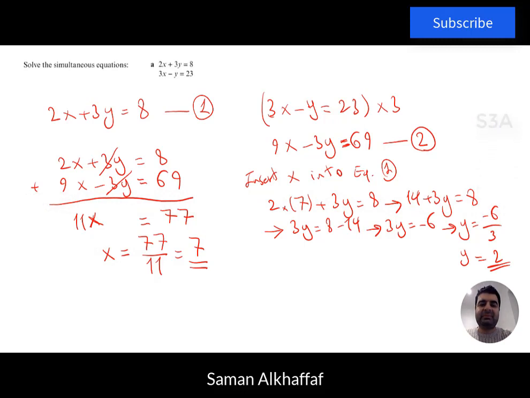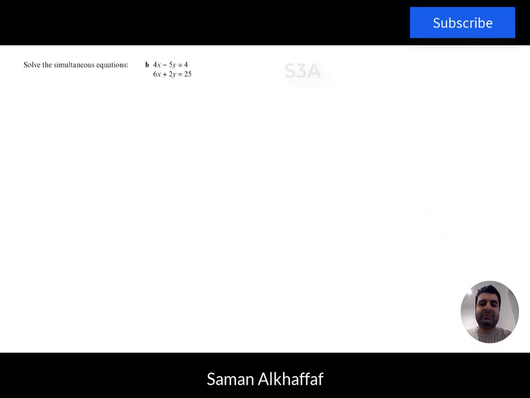Alternatively, we can plug the same x value into equation 2, and that should give us the same value for y. In this example, we have two equations with two variables x and y, and we can solve them simultaneously. So in this scenario, we have 4x minus 5y equal 4, and 6x plus 2y equal 25.